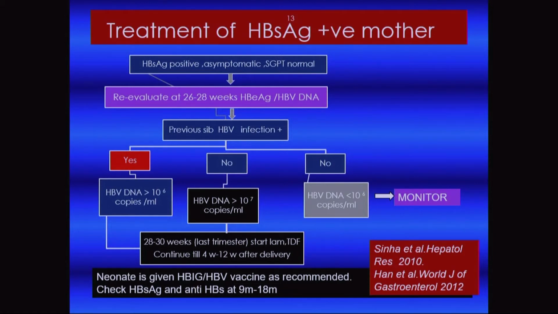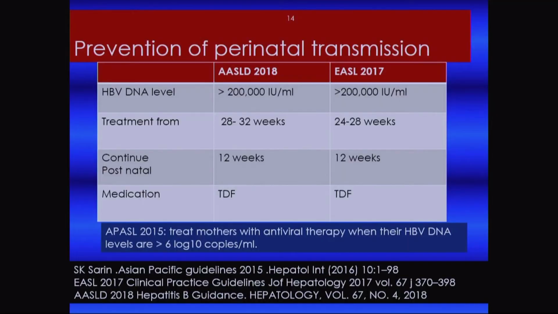If there is a previous sibling history of death or any other thing, then even a HBV DNA of more than 10 to the power of 6, you start treatment with antivirals, and at that time LAM and tenofovir were advised. And if there's no sibling history, and if the DNA is less than 6, then you just monitor. If it is more than 10 to the power of 7, you treat. And this was the thing recommended, but now the new guidelines, more or less the same. All the 3 guidelines recommend the same, AASLD, EASL and APASL guidelines.